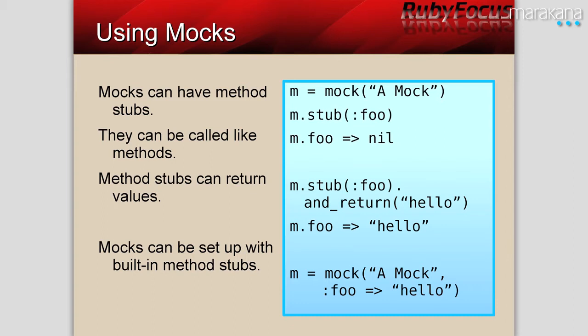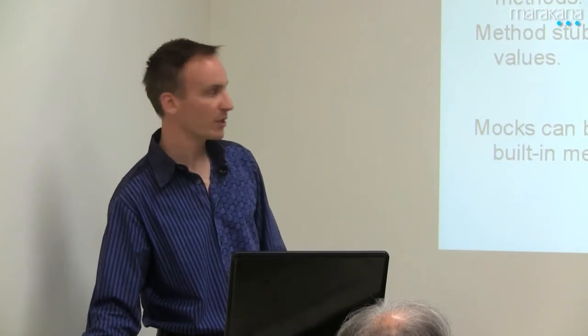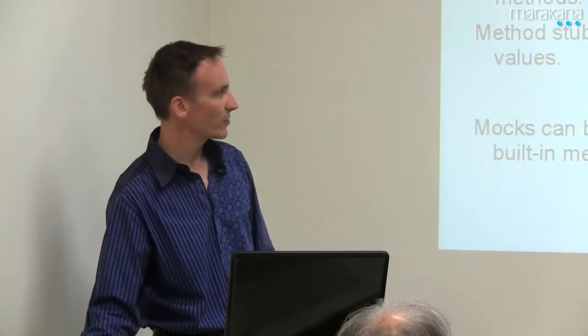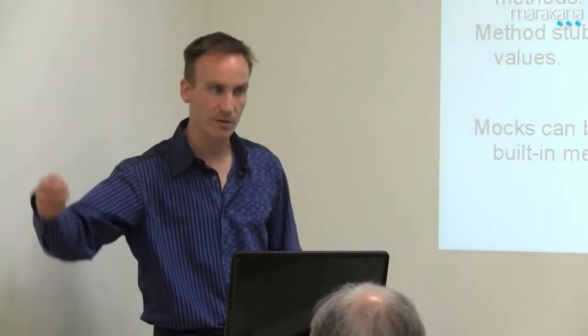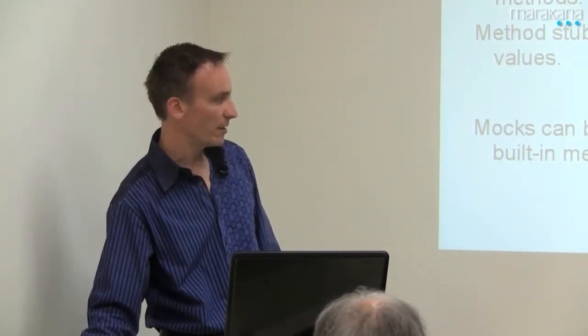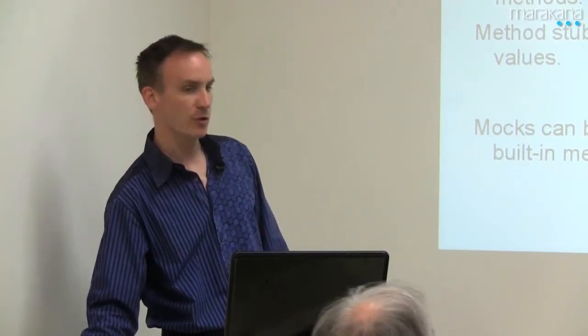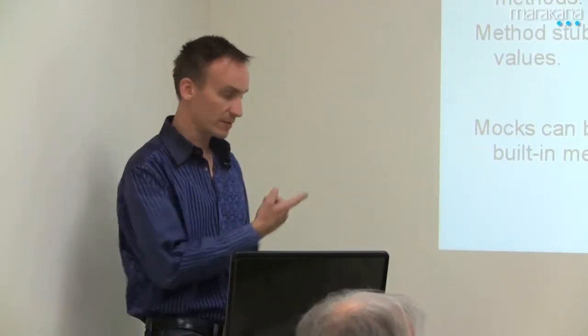I can have this method return something also by adding and return. So I can say m.stub foo and return something. And this something here is then returned every time I call m.foo. Now you can also have a shortcut notation. Rather than first creating the object and then calling .stub on it, you can do it all in one go. You can give this mock a list of methods and the return value that it should have, like this.